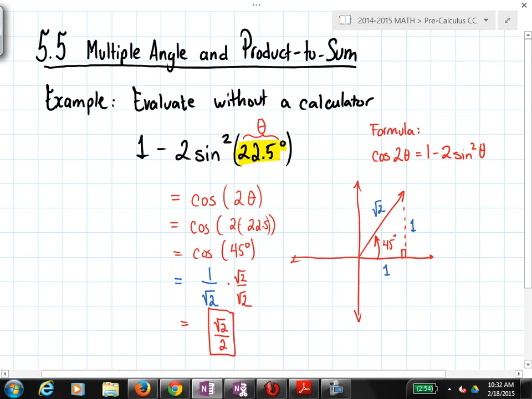So just be careful. The main thing is understanding which formula to use. And in some cases, they may not tell you specifically to use this formula or that formula. You might have to just look for the one that works best for you.